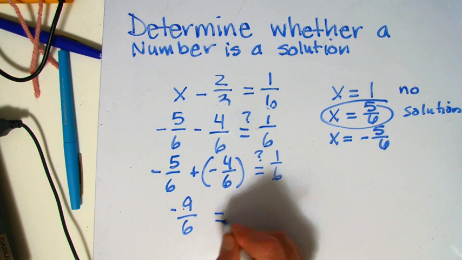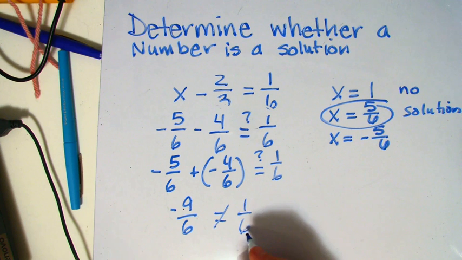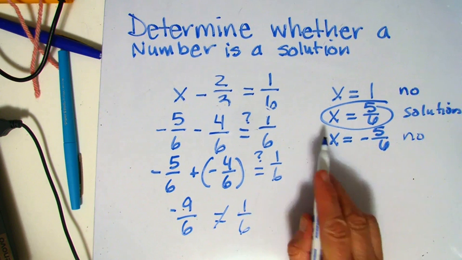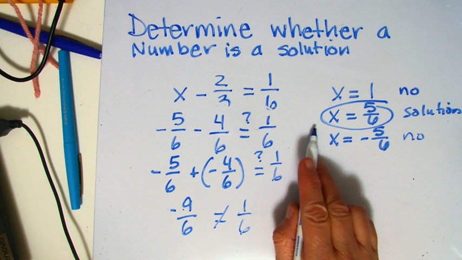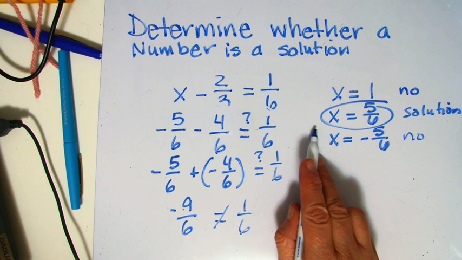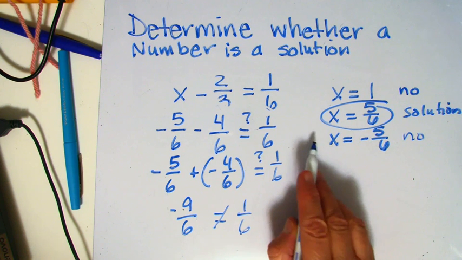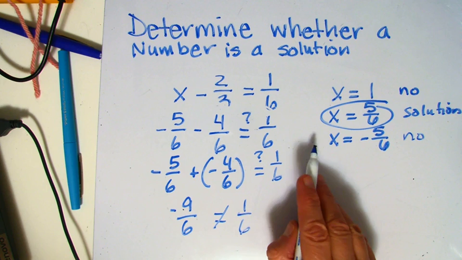And you can see that that is not going to be equivalent to 1/6. And so, no, this is not the solution. So like that last one, this would be the solution. Now, if you do find a solution, it's unlikely that any other will also be the solution, at least for these problems here.